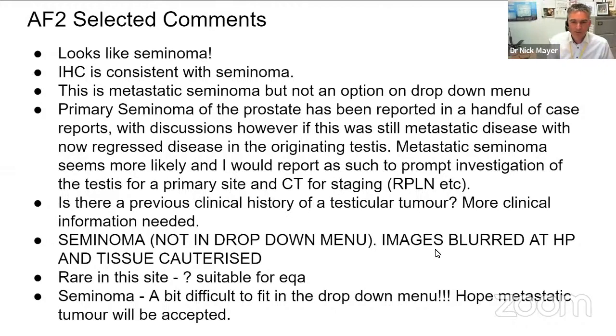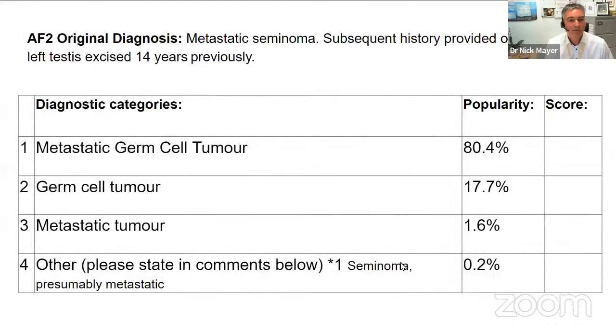Some people felt that the image quality wasn't great. The section was a bit thick and blurred at the high power. Obviously rare case, and some more moans about the drop-down menu. And these were the responses. Most people favouring metastatic germ cell tumour.